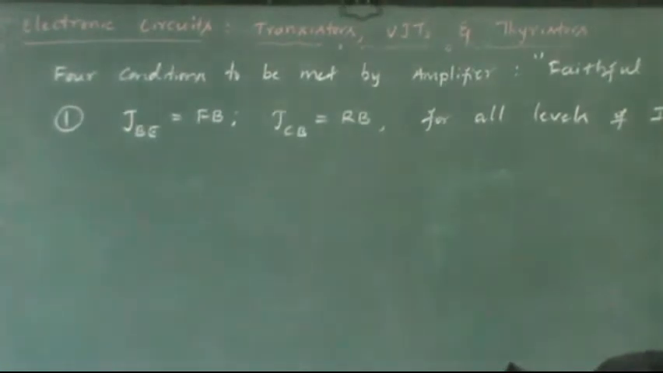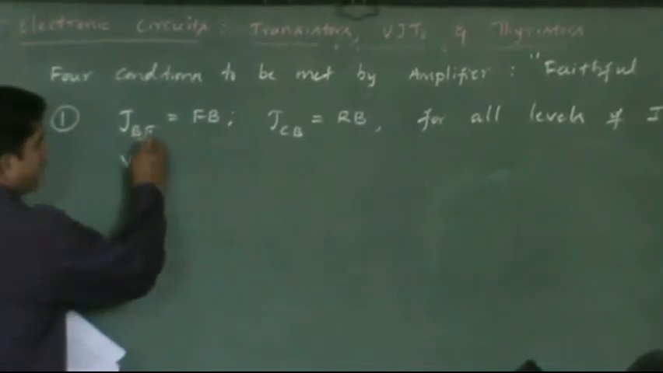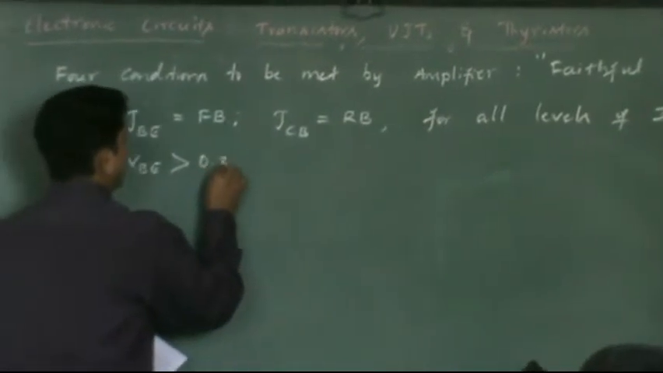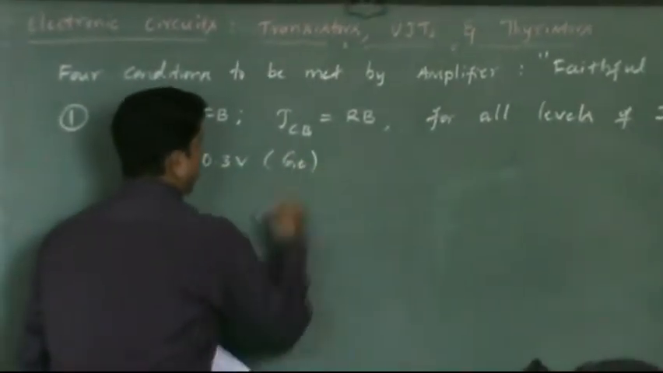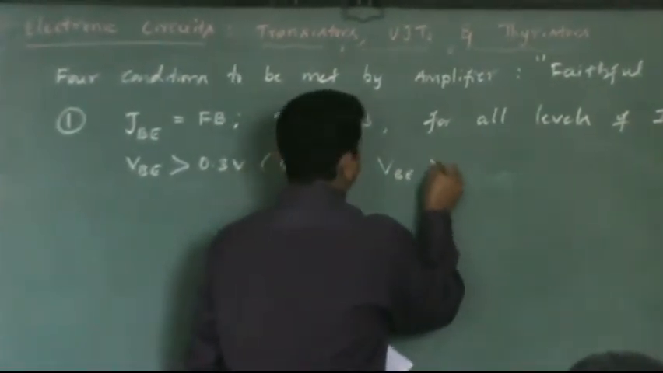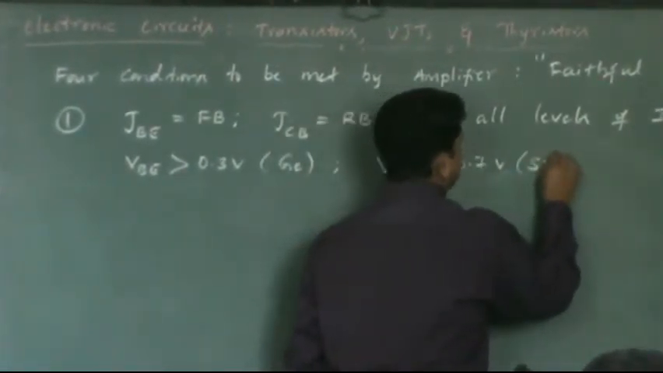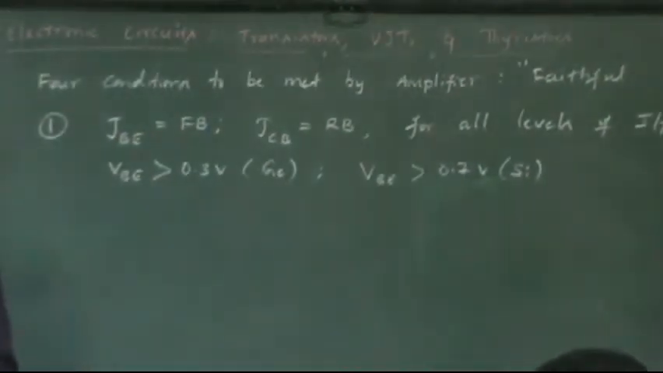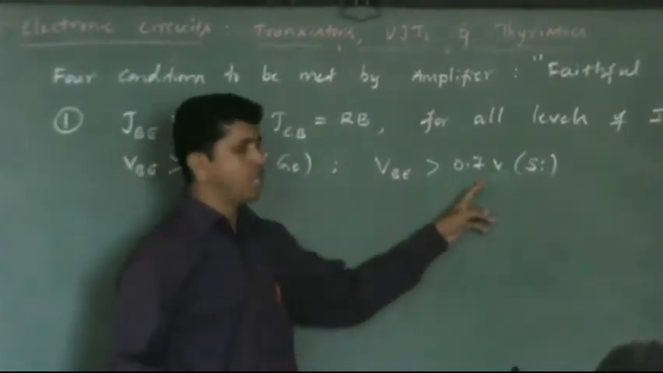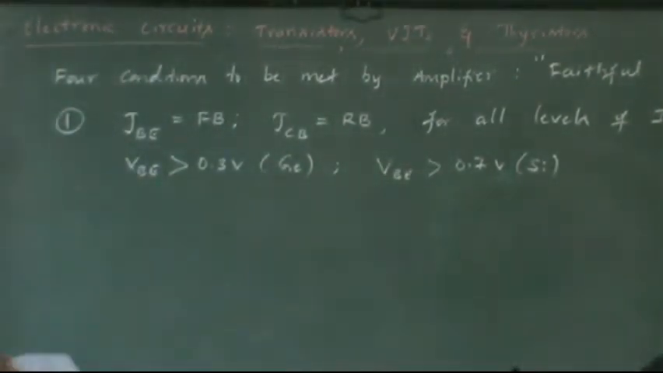For this, there is a base emitter voltage minimum that you have to apply. If you want to achieve VBE as forward bias, VBE must be greater than 0.3 volts. This is for a germanium transistor. However, for a silicon transistor VBE should be greater than 0.7 volts. If you apply a base emitter voltage larger than 0.7 volts in a silicon transistor, you can achieve this condition. That's condition number 1.